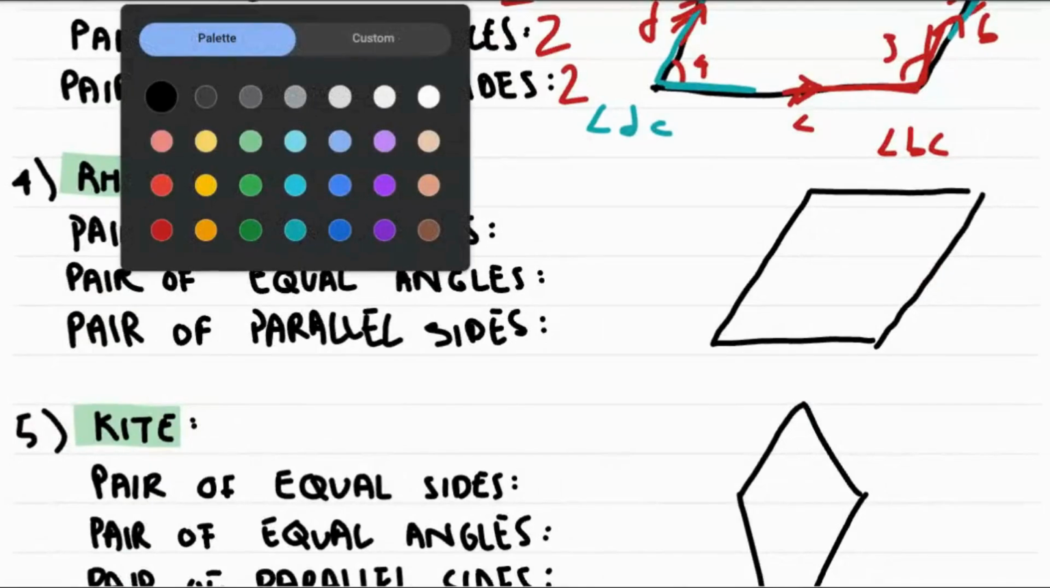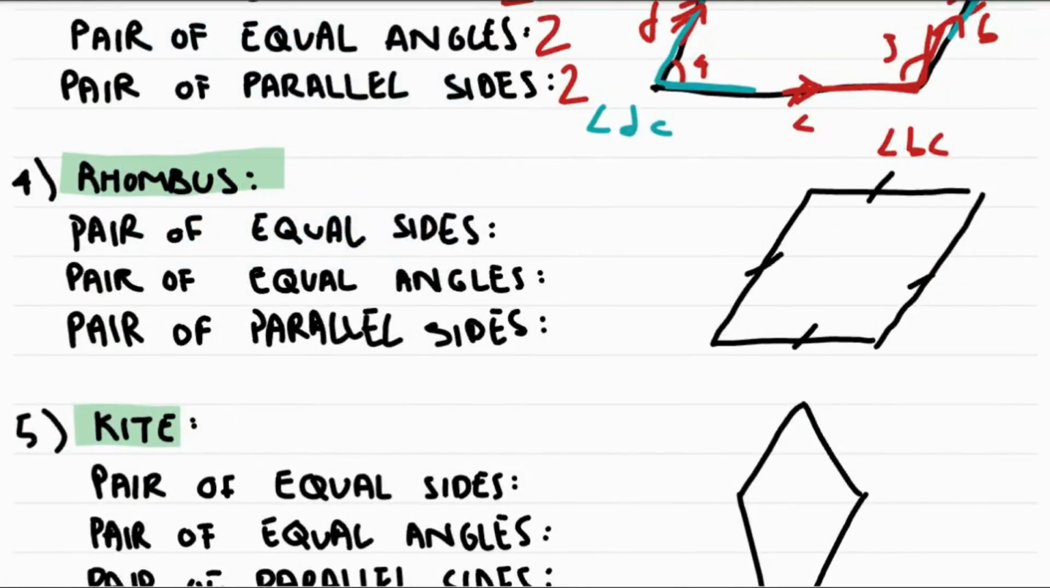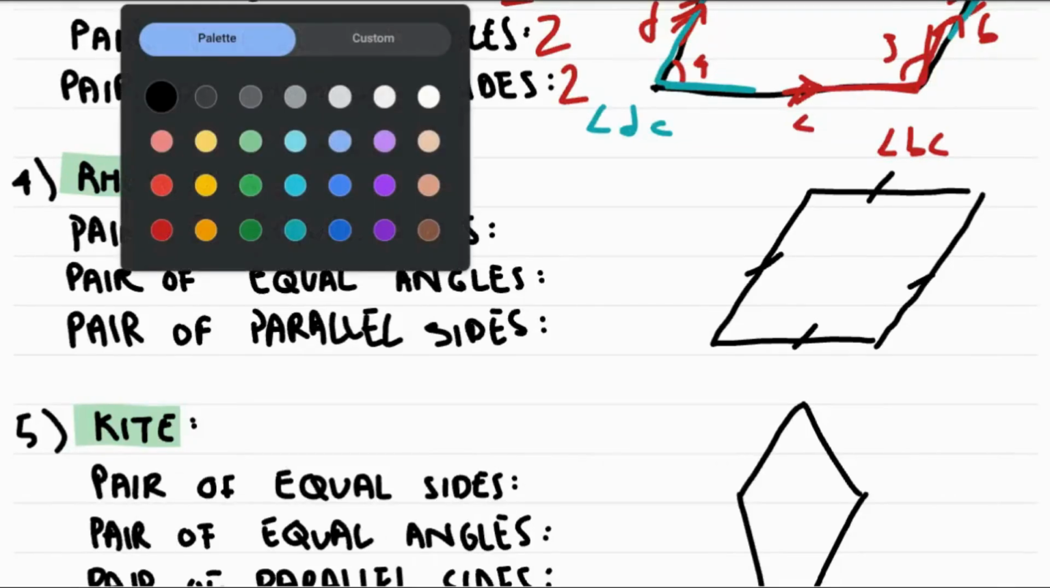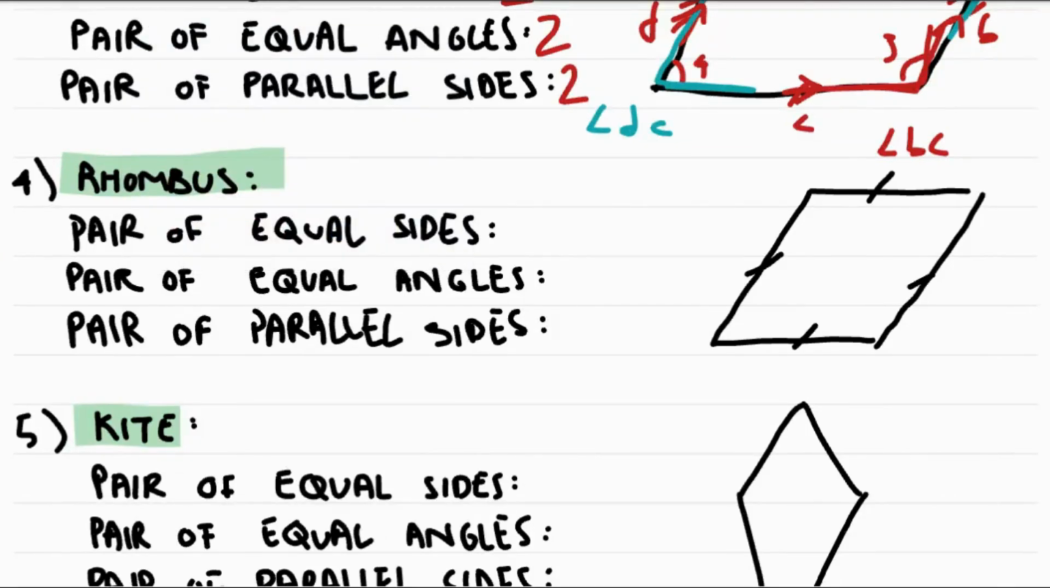Now this is a rhombus, right? Now a rhombus is going to have four lines made of equal lengths. So it's going to have two pairs of equal sides. It's going to have two pairs of equal angles as well. Look, these two angles are acute angles, whereas this angle and this angle are obtuse angles. So this also gives us two equal angles.